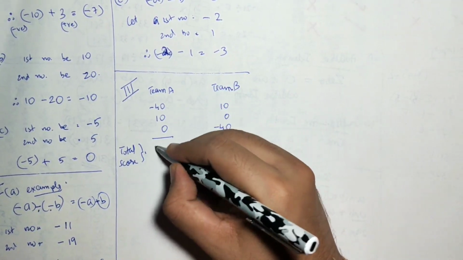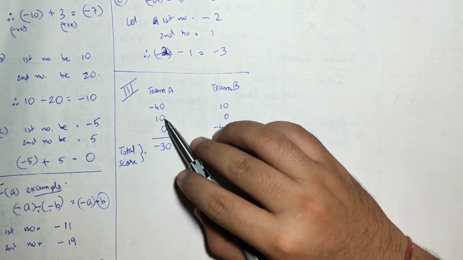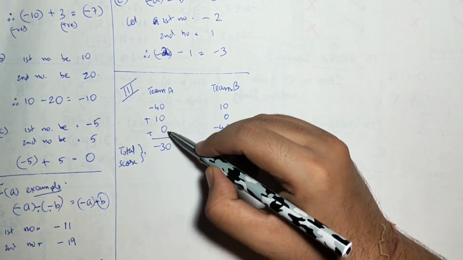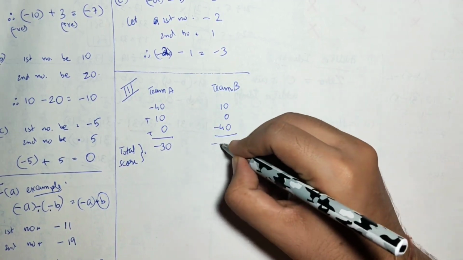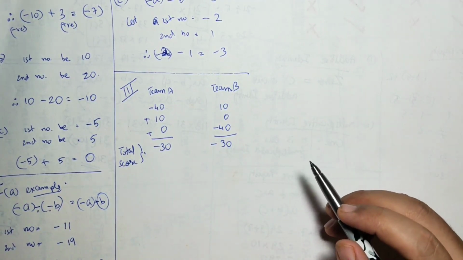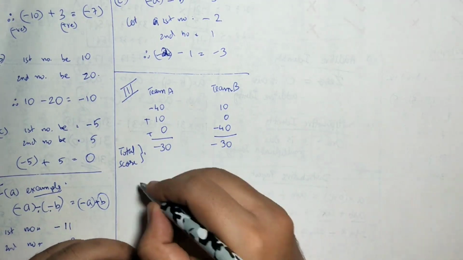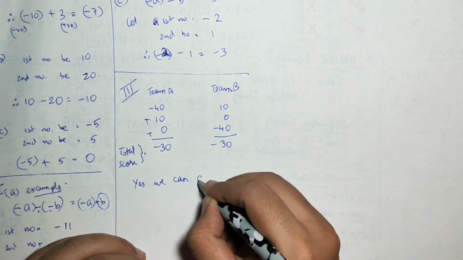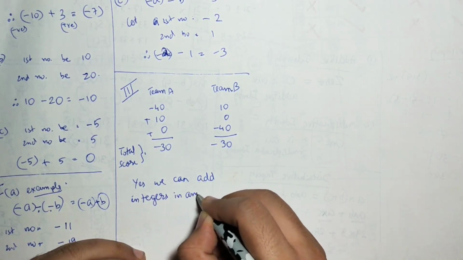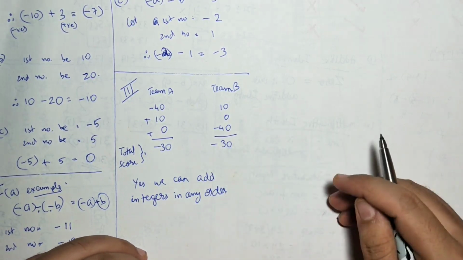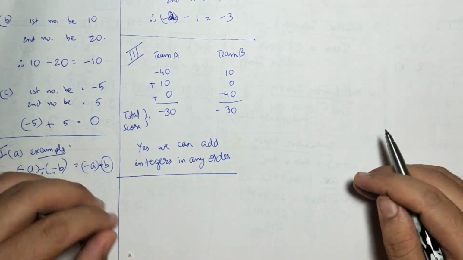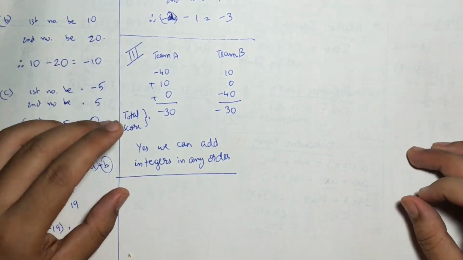Total score of team A will be -40 plus 10, we have to add all of them. -40 plus 10, that is -30. -30 plus 0, that is -30. 10 minus 40 is again -30. As you can see, both the teams scored the same. Can we say that we can add integers in any order? Yes, we can add integers in any order. Which property is this? This property is associative property. We have learned it in the last 10 minutes.